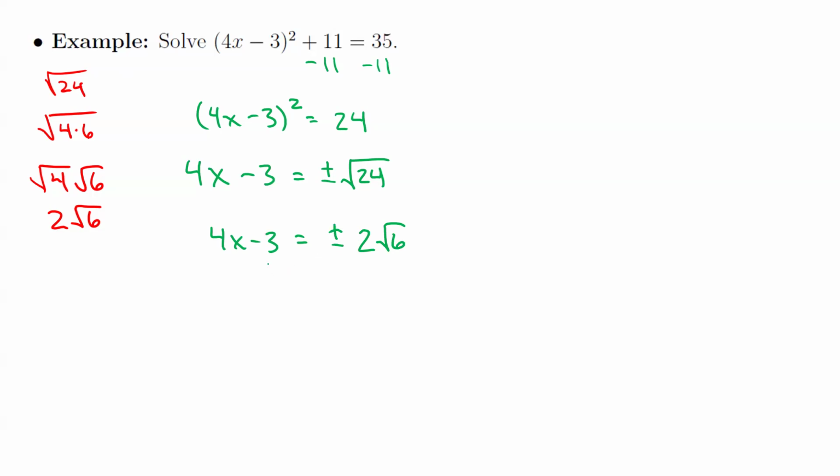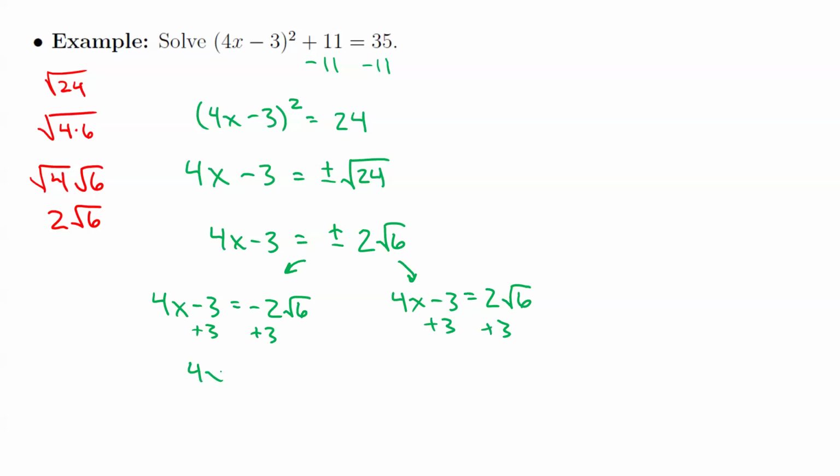All right. And now, if you want to add 3 to both sides, you certainly can do that. Or if that's a little uncomfortable, you can break it up into two separate equations. Add 3 to both sides. So we have 4x is equal to 3 minus 2 root 6, and 4x is equal to 3 plus 2 root 6. And then lastly, we'll divide by 4 on both sides.